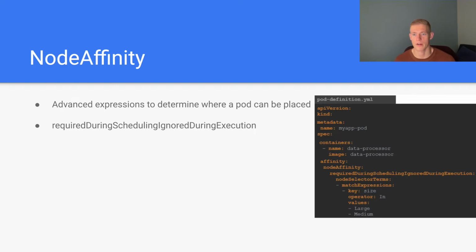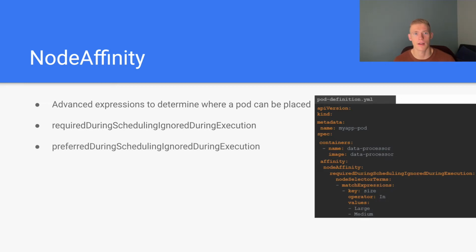The first is required during scheduling, ignored during execution. I know this is a very long and ugly field to have in a YAML file, but simply what that means is that the expression that we have defined underneath this field must be met during scheduling. But when the pod has already been deployed to the cluster, if something changes on the node that the pod is deployed on and the condition is no longer met, we ignore that. We don't make any changes, we don't evict the pod.